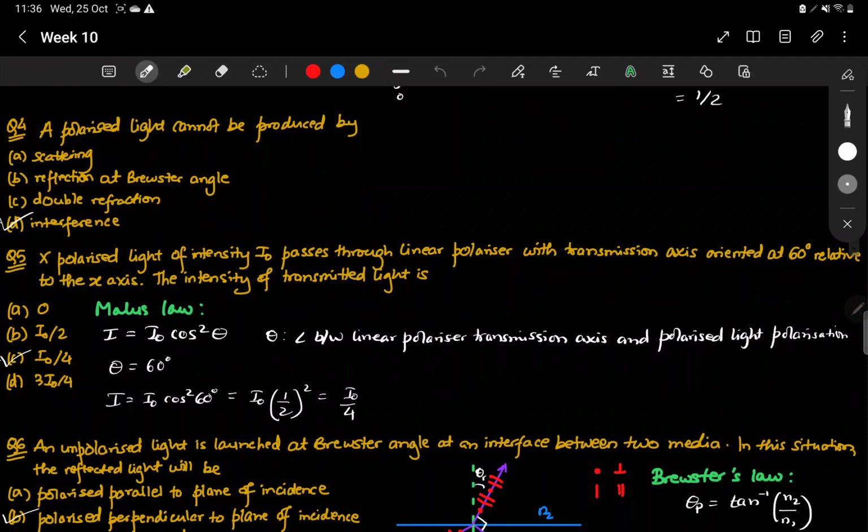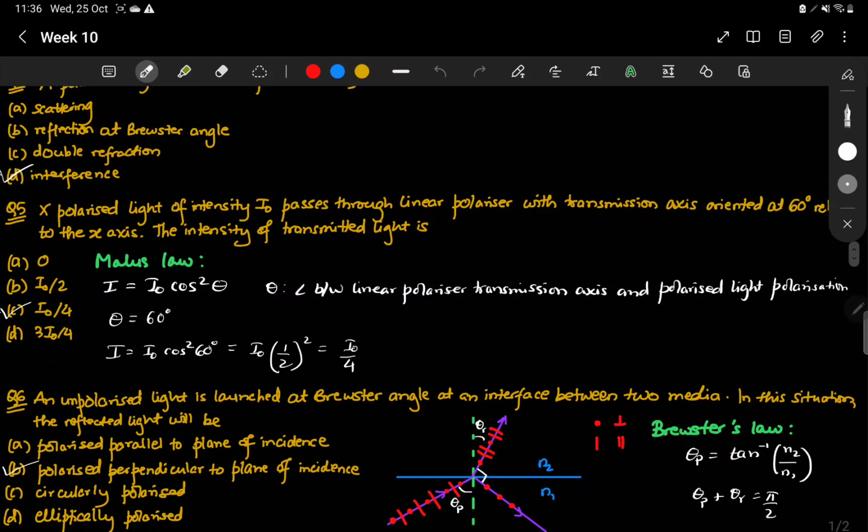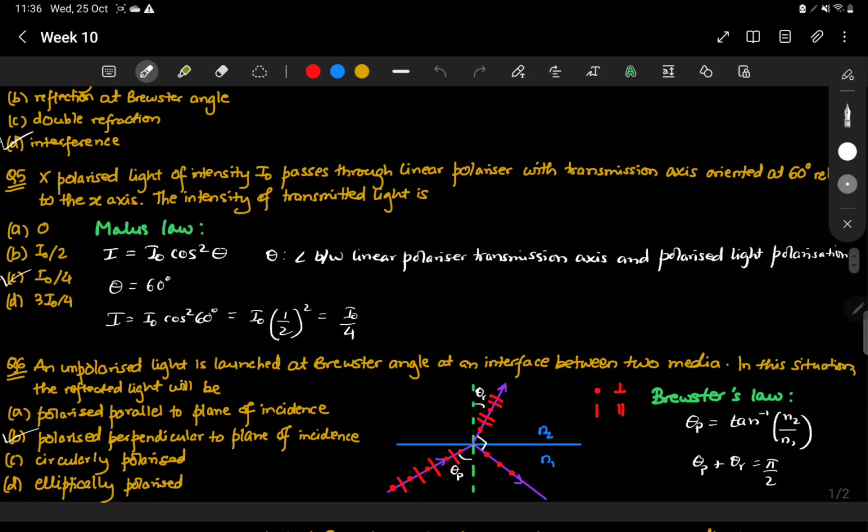Here is a simple numerical as an application of Malus law. Again, Malus law states that the output intensity after a polarizer is the input intensity times cos squared theta, where theta is the angle between the linear polarizer transmission axis and the polarization of the light.